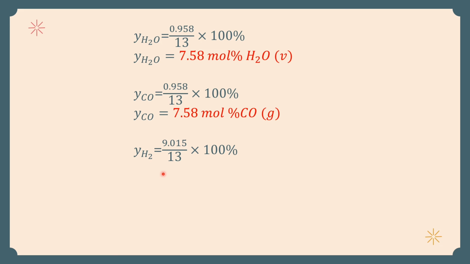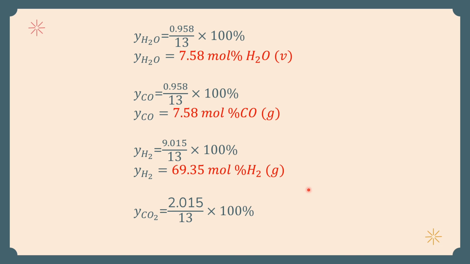Next, we're going to find the H2 molar composition. The mole of H2 is 9.015. So also divide by 13 times 100%. We will get 69.35 mole percent H2 in gas. And last but not least, we have to calculate the CO2 molar composition. The mole of CO2 is 2.015. So for this, we're going to use the same method. And the answer is 15.5 mole percent CO2 in gas.